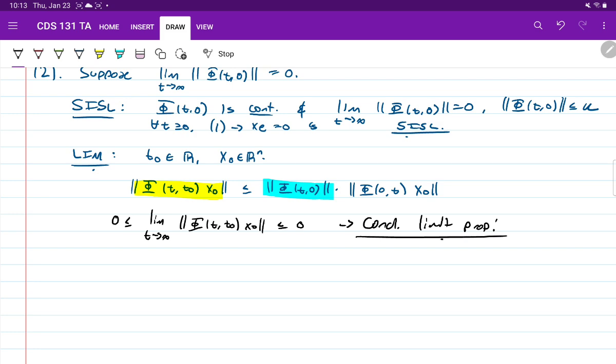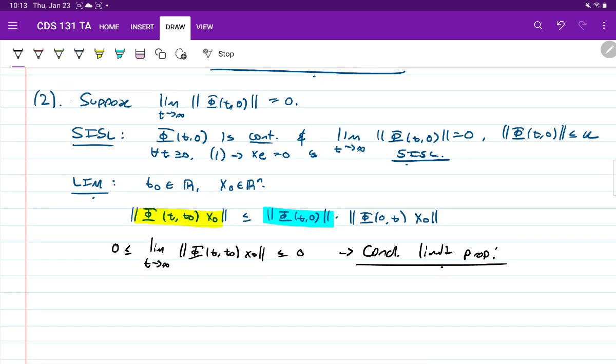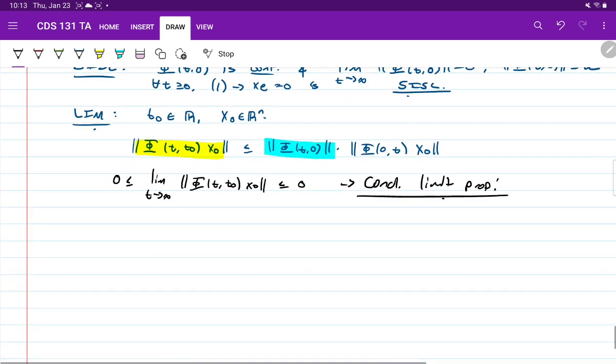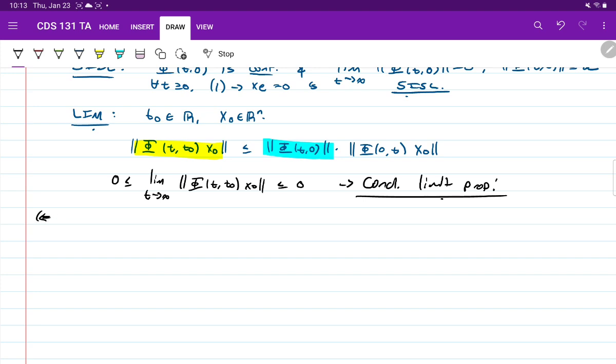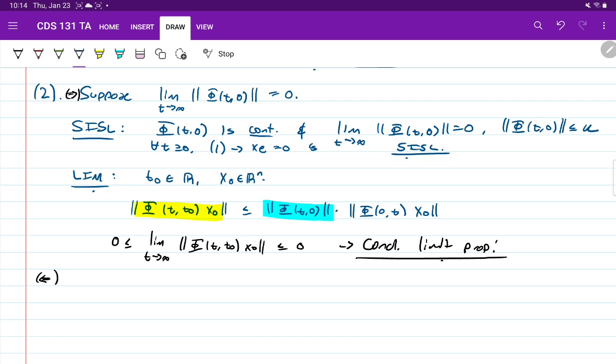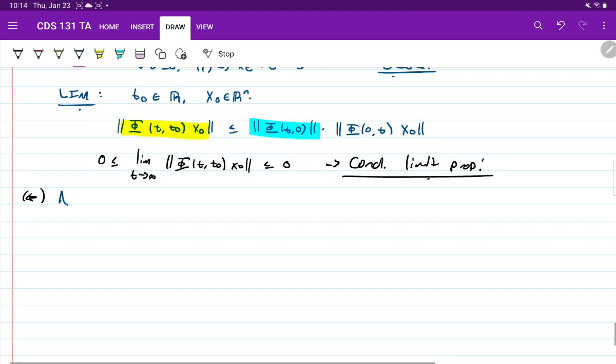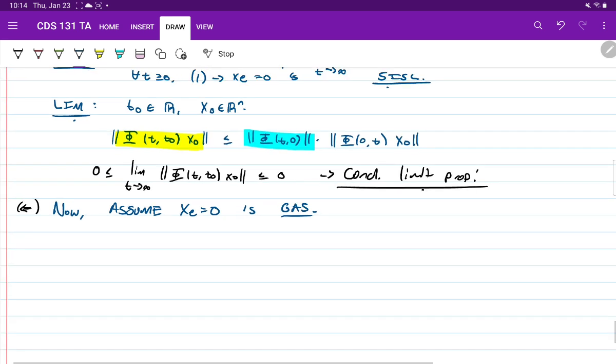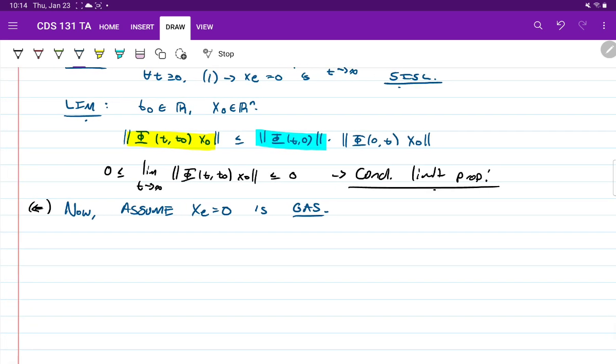Okay, fantastic. So that's the forward direction, right? Now what about the reverse direction? So in the reverse direction, what we want to show is under the assumption of global asymptotic stability, we're guaranteed that the limit of the norm of the state transition matrix equals 0. Okay? So let's say now assume xe equals 0 is globally asymptotically stable. All right? So what does this imply?